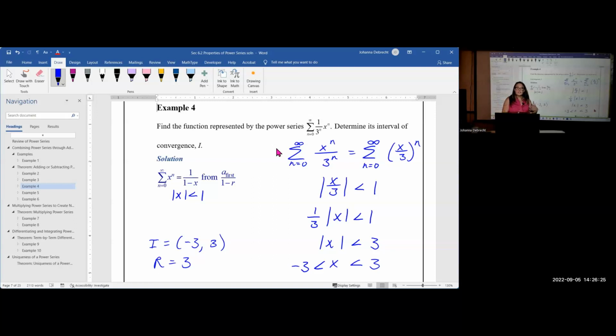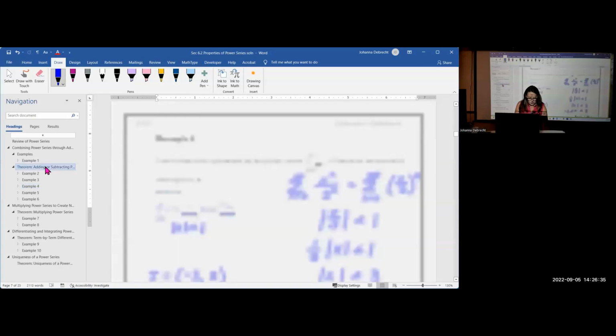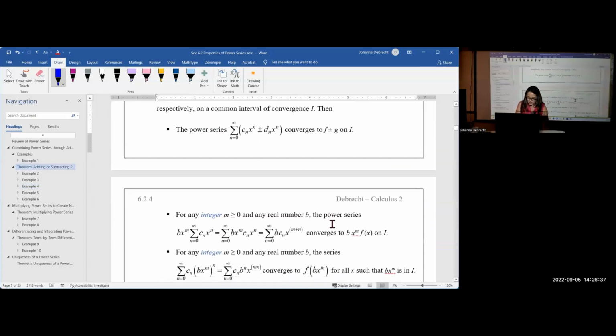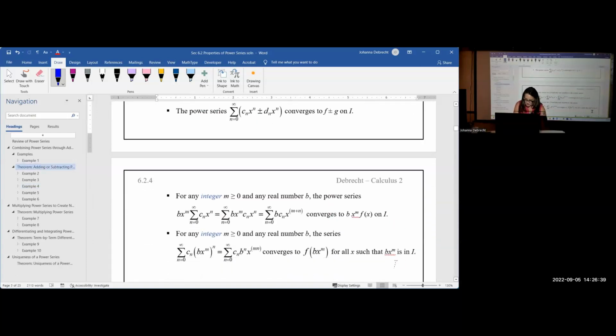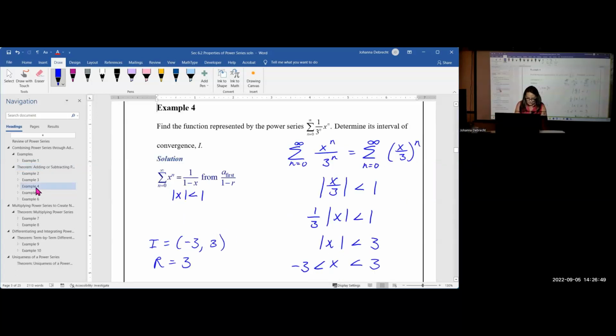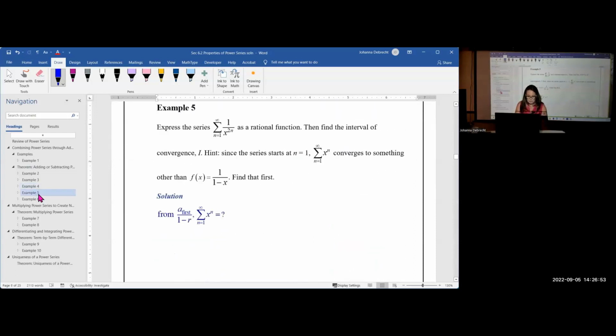Remember that the first two parts of the theorem do not change the interval of convergence. You're just looking for where they overlap. The third one can change the interval of convergence. The third one, we have to make sure that whatever we substituted in place of x fits the original interval of convergence. So I believe that was example 4. So now we're ready for example number 5.